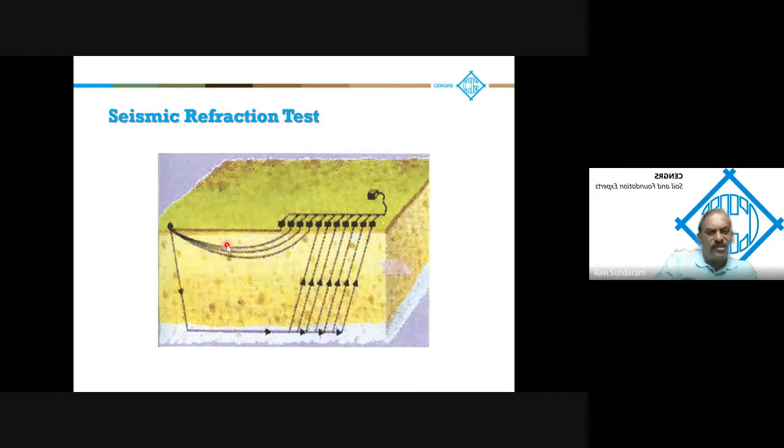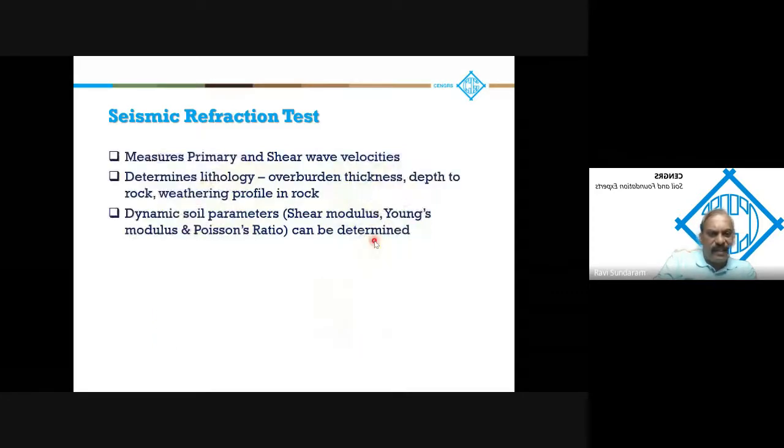I move on to seismic refraction test. Here you have energy generated at one point and a series of geophones along a line. So primarily it measures the primary wave and shear wave velocities. It determines the lithology, or that is the overburden thickness, the depth to rock, and the weathering profile in the rock. The dynamic soil parameters like shear modulus, Young's modulus, Poisson's ratio can also be determined.